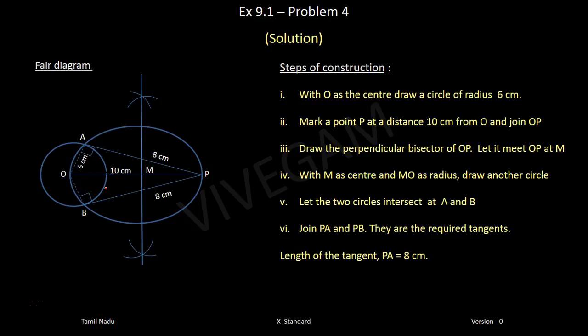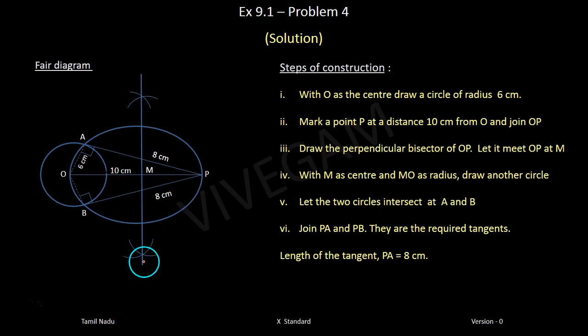It's very simple. Let's go through the construction. With O as a center, draw a circle of radius 6 centimeters. Then mark a point P, which is 10 centimeters away from O, and then join OP. Then draw the perpendicular bisector of OP. How did you draw the perpendicular bisector? With O as a center and radius which is greater than half of this length. In this case, half of 10 centimeters is 5, so we are taking it as 6 centimeters.